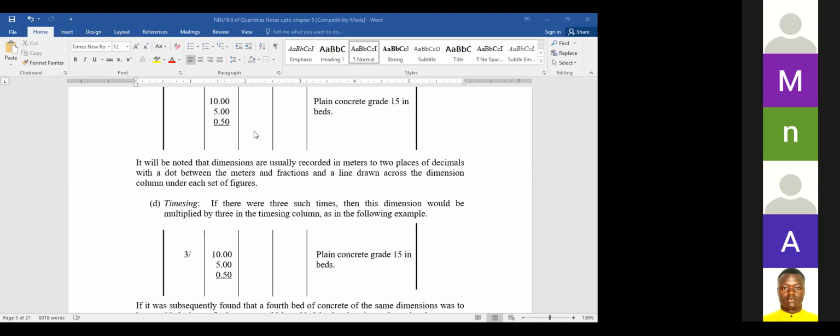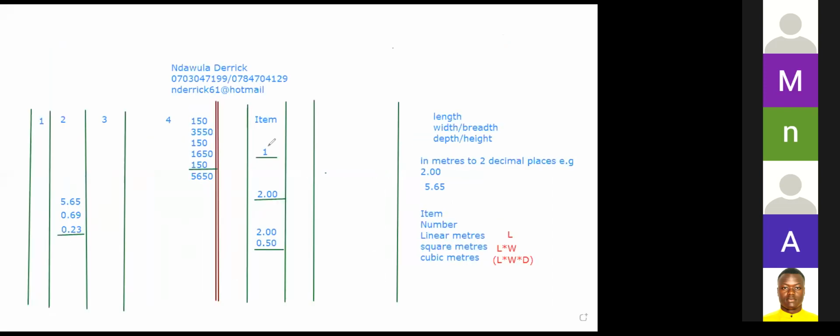For example, if I go back here to my board, this one is indicative of the type of trees. But let's assume that for a given type of trees, there were 7 trees. I would write 7, then I put that slash in the timing column to indicate that there are 7 trees of this single type. If I was laying pipes and there were 3 pipes, then I would write 3. You get that? So that's how we deal with the timing column. It is indicative of the number of items.